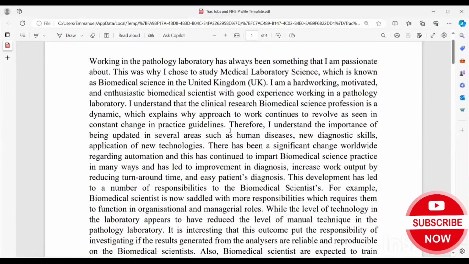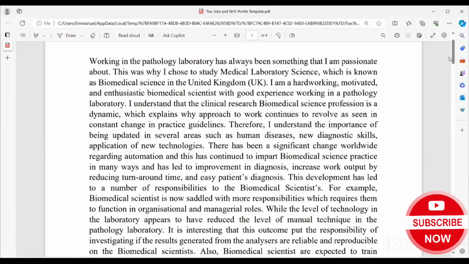You see it now. So I was mentioning the fact that, therefore, I understand the importance of being updated in several areas, such as human disease, new information and new technology. There has been a significant change worldwide regarding automation, and this has continued to impact. That means you are aware of what is happening in this profession. These are the things they really want to see.